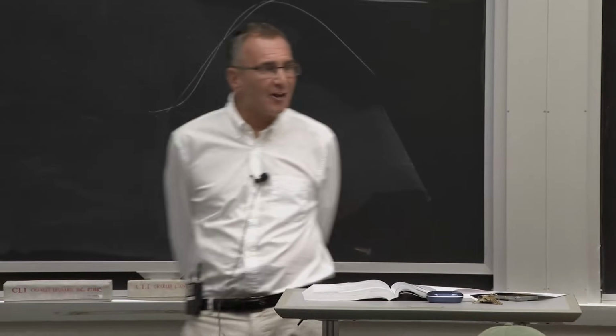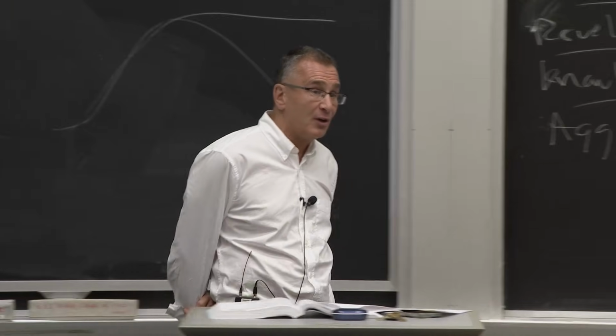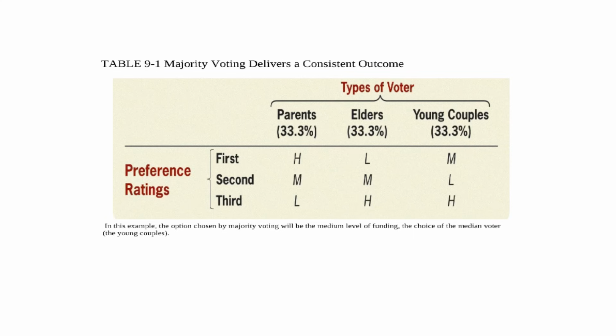Elders are the reverse. These are selfish elders, not altruistic elders. They're like, I want low taxes. I don't care how crappy the schools are. The worst outcome for me is high taxes, so I want low taxes, then medium, then high.